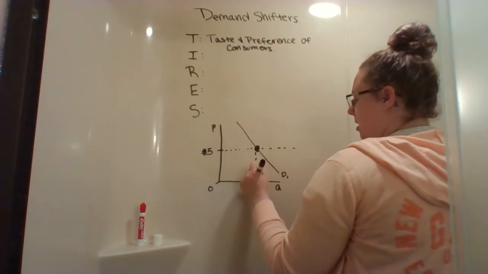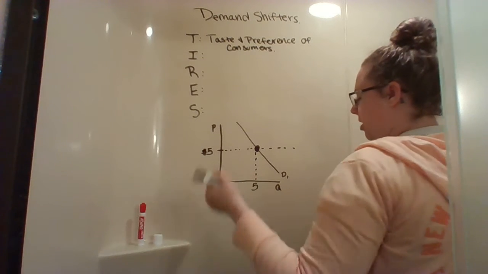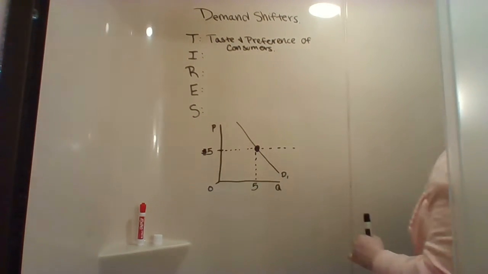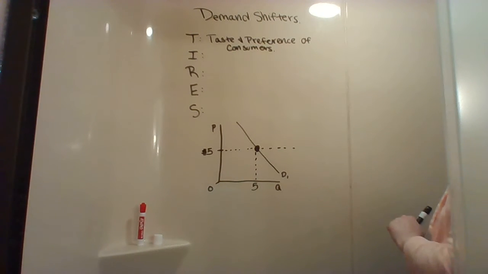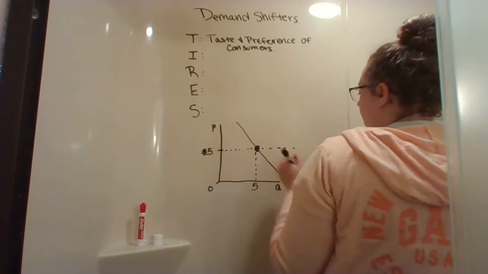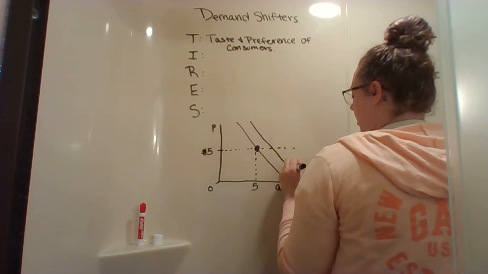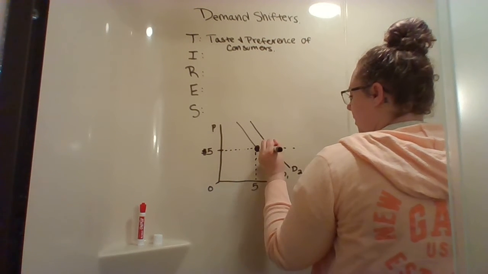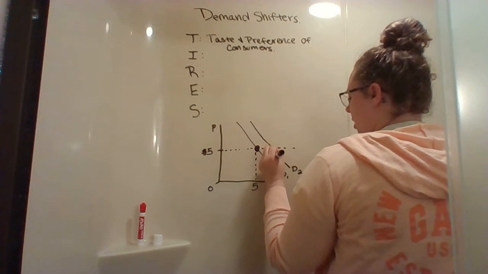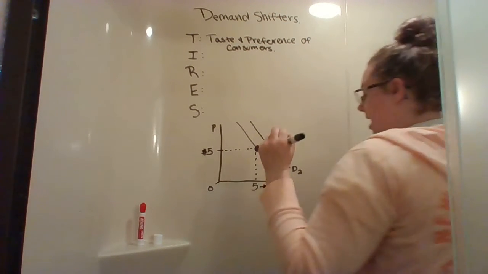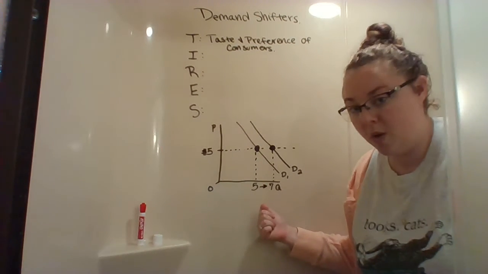So right now, let's say quantity is at 5. We're just gonna give it a random number, okay? If we wanted to increase the quantity based on taste and preference of consumers, which way are we gonna go? We're gonna shift the line to the right. We're gonna call that D2 right here. Shows all of a sudden the quantity jumps up to 7, an increase in quantity.